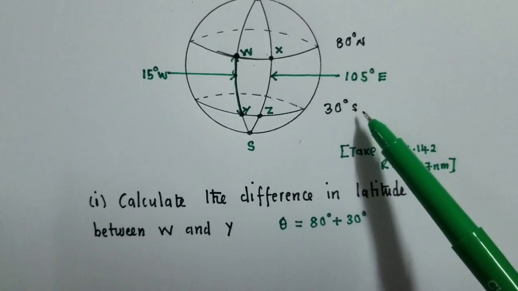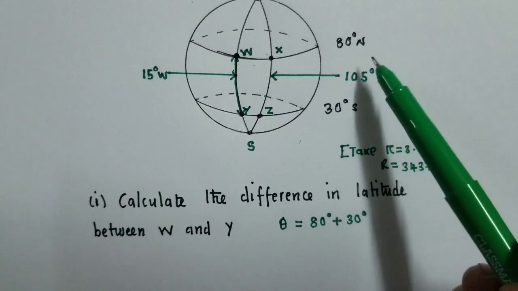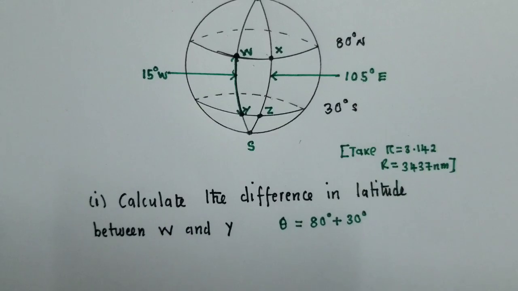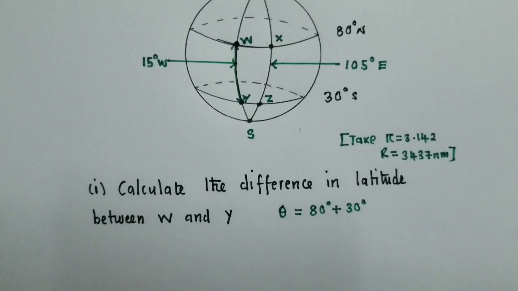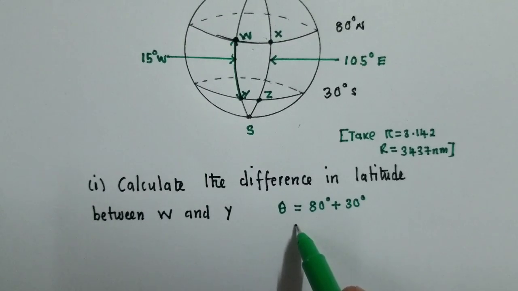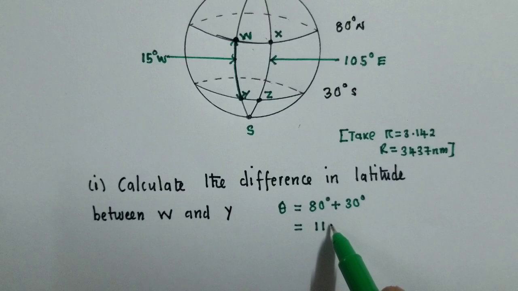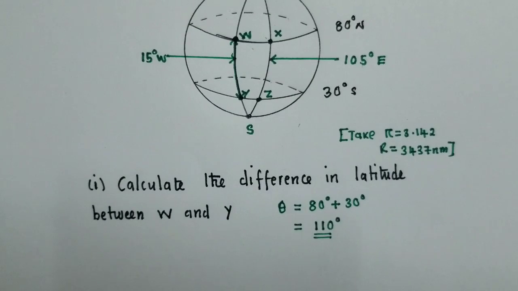We have got north, south, we add. But if it was south, south, we subtract, or north, north, we subtract. In other words, same sides we subtract, different sides we add. So when we add 80 plus 30, automatically we'll get 110 degrees. And this is our solution for question 1. So now let's look at question 2.